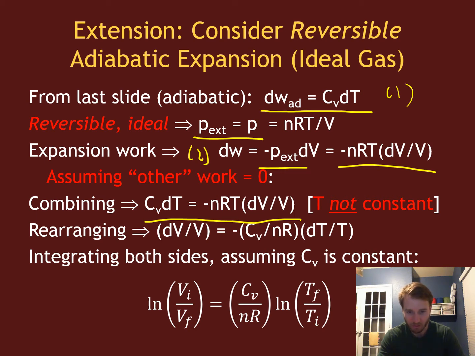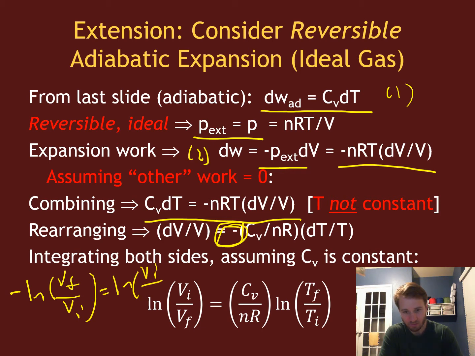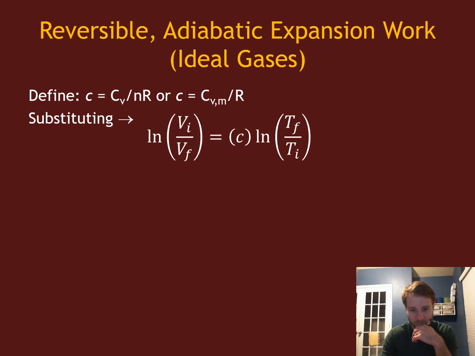So note here that I have initial volume over final volume. That's not a mistake, okay? Remember, there's this minus sign here, and what I did is I took negative ln V final over V initial, and I said that's just the same thing as ln of V initial over V final, okay? So I got rid of the minus sign by taking the reciprocal of my fraction inside my natural log.